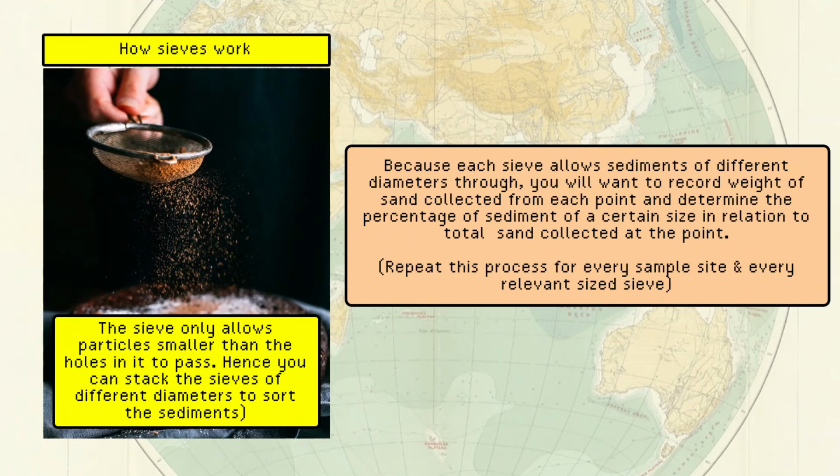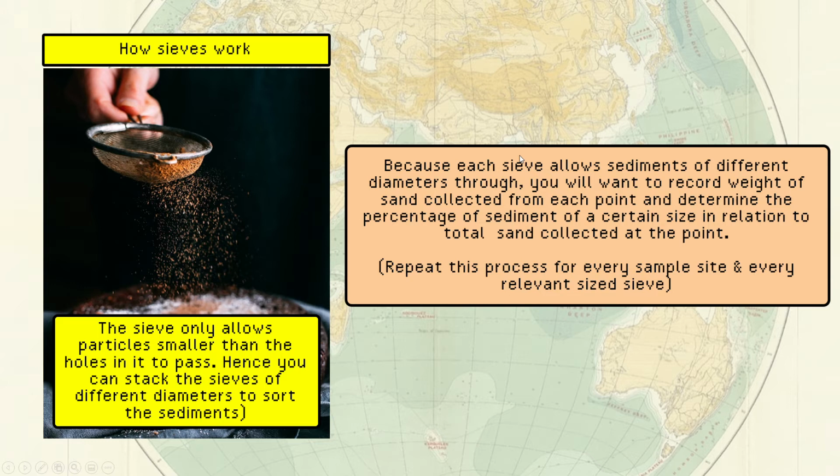So just to explain to you how sieves work, remember the sieve only allows particles smaller than the holes in it to pass. So it actually retains, or blocks, some particles from going through when the particle is bigger than the holes in the sieve itself. Okay, so as you can see in the set of sieves just now, you can stack them and shake them together so that you can filter the sediments more easily.